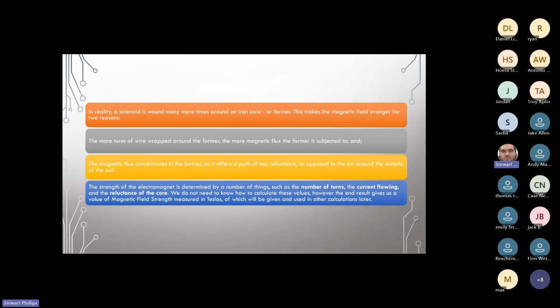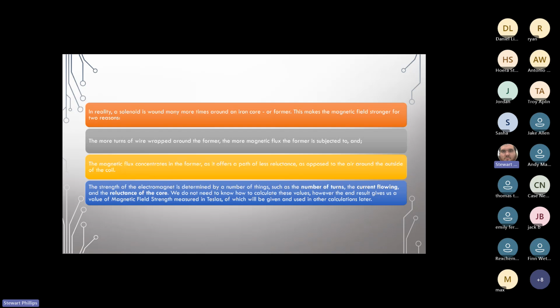Cool. So in reality, a solenoid is wound many more times around an iron core or a former. This makes the magnetic field stronger for two reasons. The more turns of wire wrapped around the former, the more magnetic flux the former is subjected to, and the magnetic flux concentrates in the former as it offers a path of less reluctance as opposed to the air around the outside of the coil. And we talked about last week, reluctance is the opposition of a material to having a magnetic field induced into it.